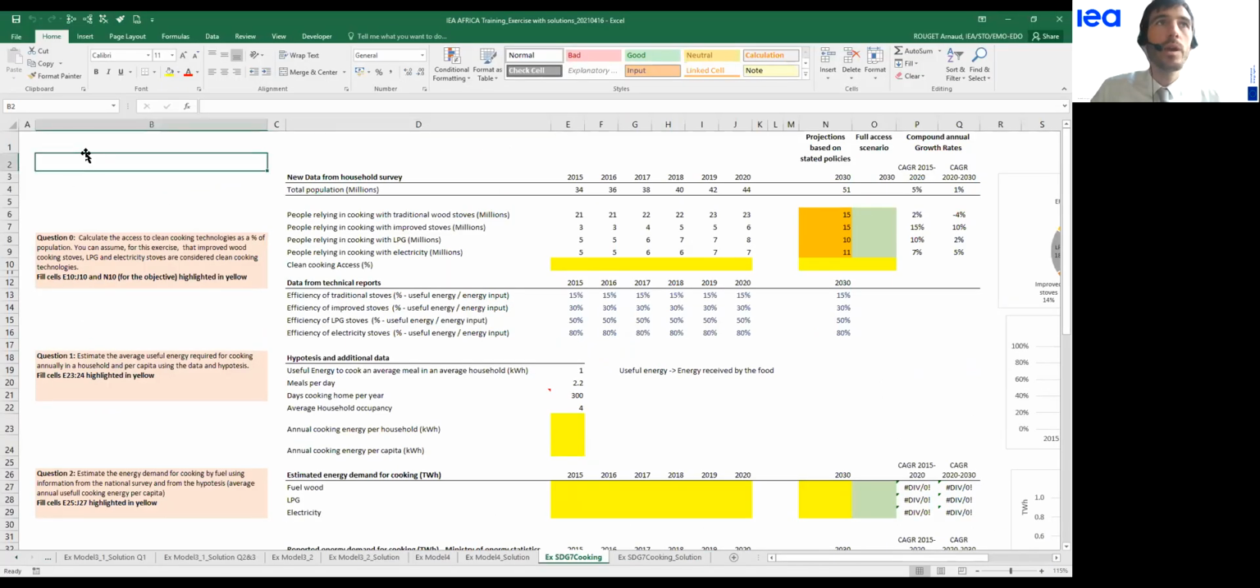So here we are in the Excel exercise that was shared with you, a quick one looking at clean cooking and how we can analyze current data on clean cooking or cooking practices, fuel use, and how it is possible to make projections and to develop different scenarios of evolution of those practices. So you were given historical data based on household surveys, but also based on technical reports.